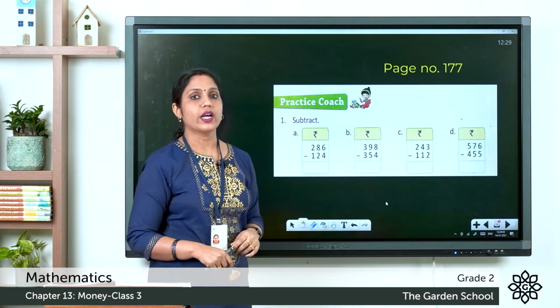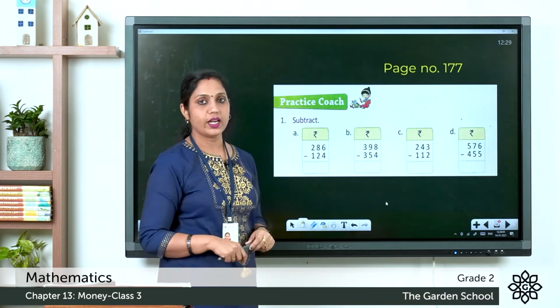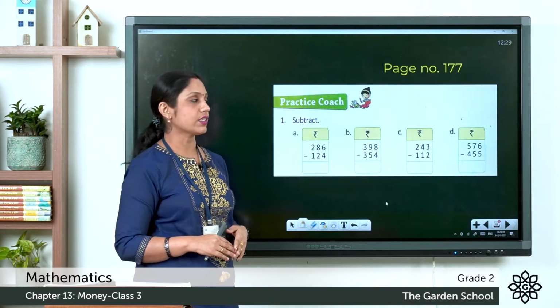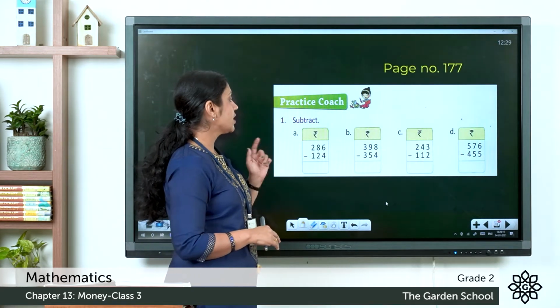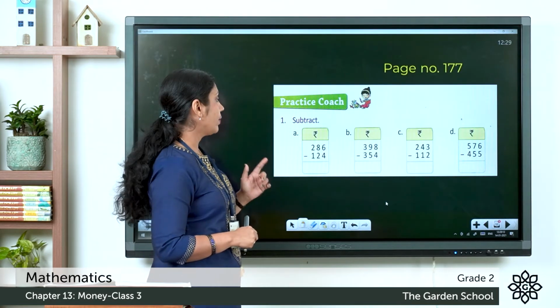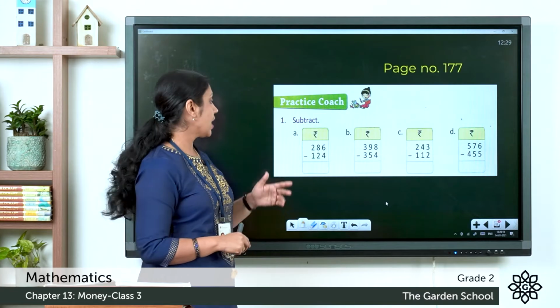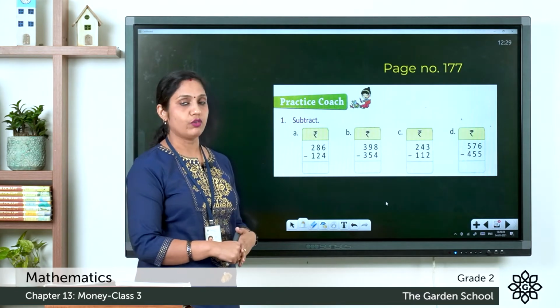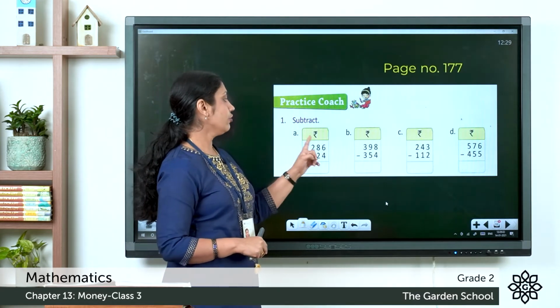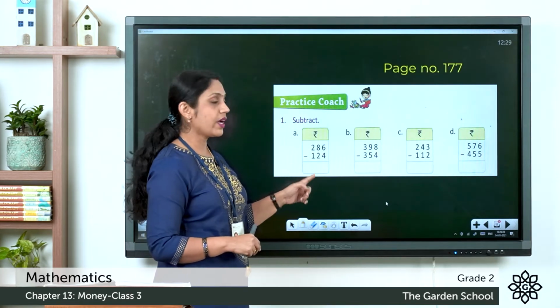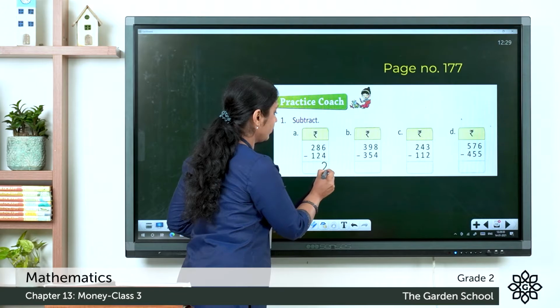Now let's move on to our exercises. Page number 177. You can open your text, turn to page number 177. Here we have the first question, subtract. Question number A, subtract rupees 286 minus 124. So let's do that. First we have 6 minus 4 in the ones place. So 6 minus 4 is 2.